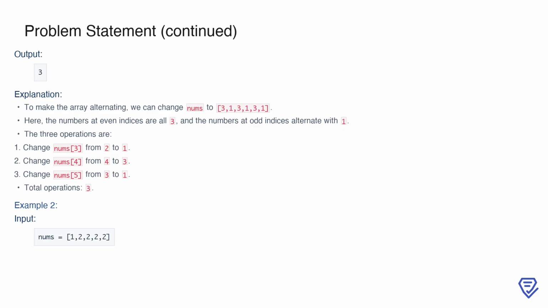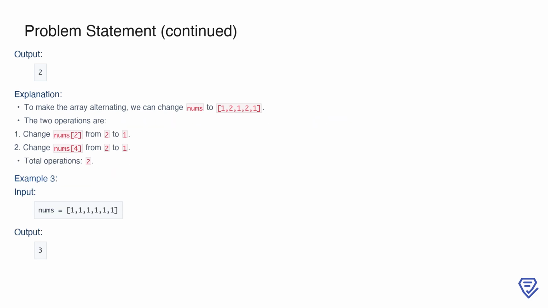First, we change nums[3] from 2 to 1. Next, we change nums[4] from 4 to 3. Finally, we change nums[5] from 3 to 1. This results in a total of 3 operations to make the array alternating.